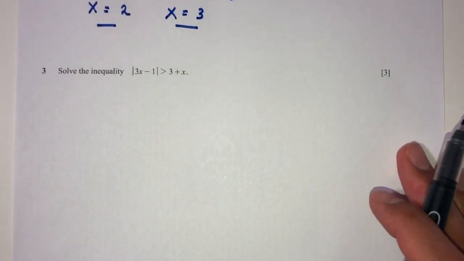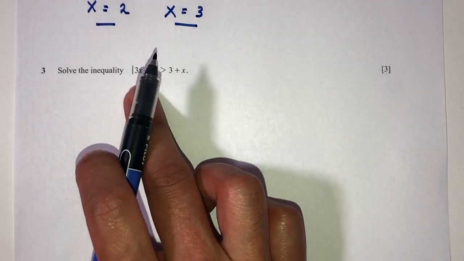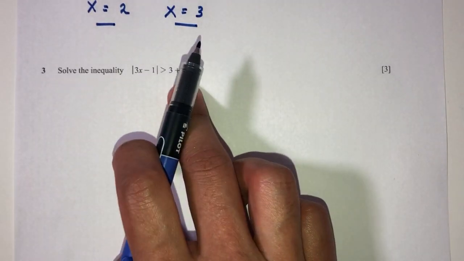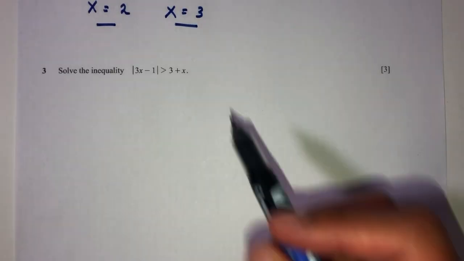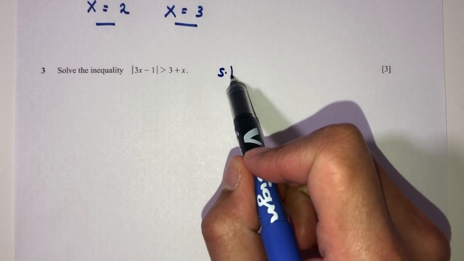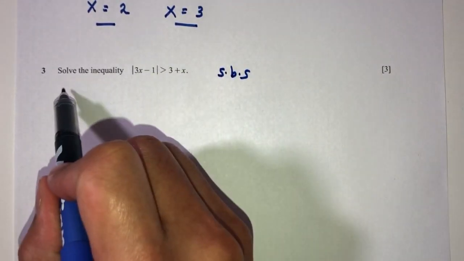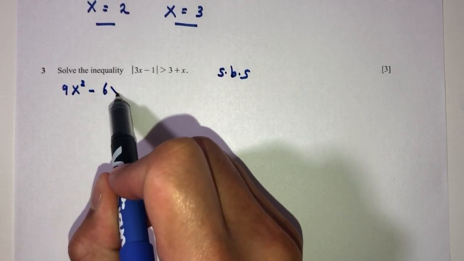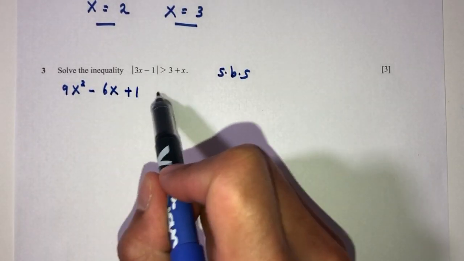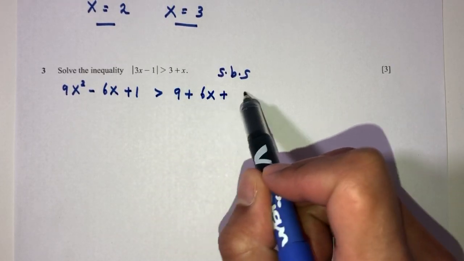Now let's move on to question number 3. So here we have to solve the inequality. Whenever we have modulus on one side and nothing on the other side, or even if we have modulus on both sides, I think the simplest way is to really just square both sides. It will be easier for you. You will have square here, you will have 9x squared minus 6x plus 1 is more than 9 plus 6x plus x squared.